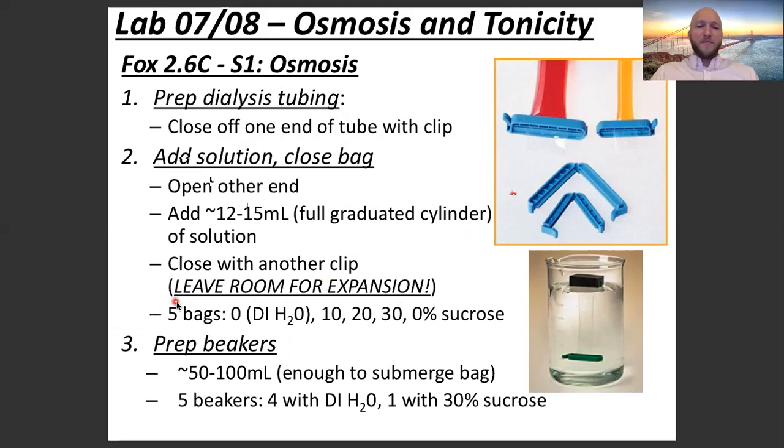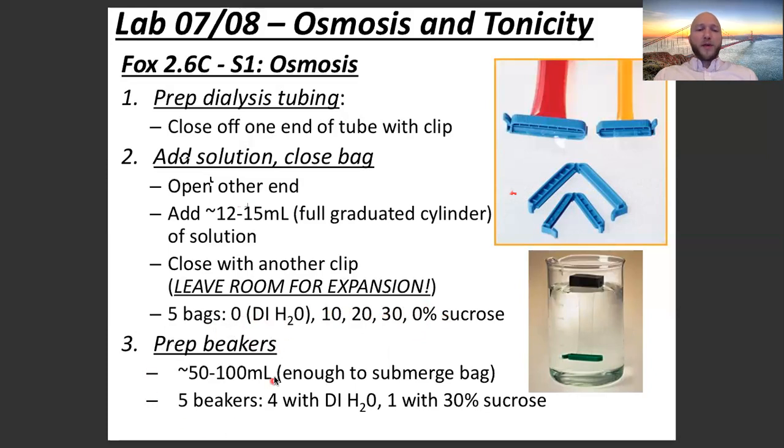So we're going to have 5 bags. One bag is going to have deionized water only in it. One bag is going to have a 10% sucrose solution. One bag is going to have 20% sucrose solution. One bag is going to have a 30% sucrose solution. And one bag, again, is going to have 0% sucrose, so DI water. So 2 DI water bags, and then 10, 20, and 30% sucrose solution bags.